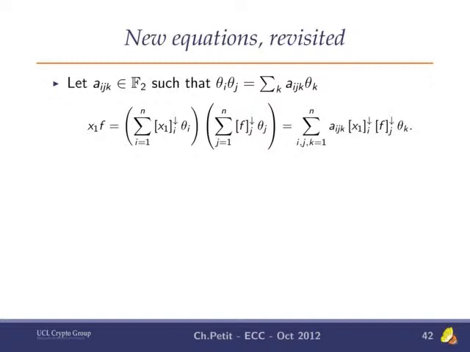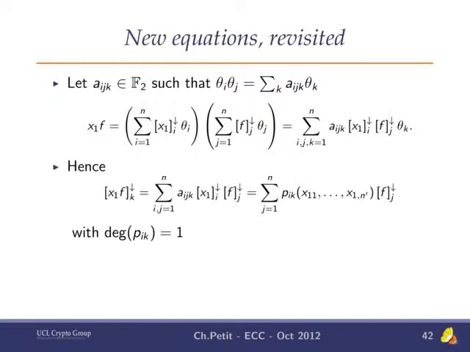So you just write x1f in terms of the valuation, two valuations. You decompose, and you get this. You rearrange terms a little bit to see that the k component of the valuation of x1f can be written as follows. And again, grouping together all the terms in front of fj here, you get a polynomial that has degree 1.